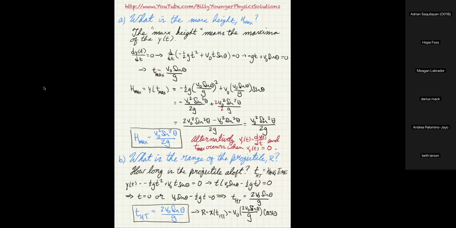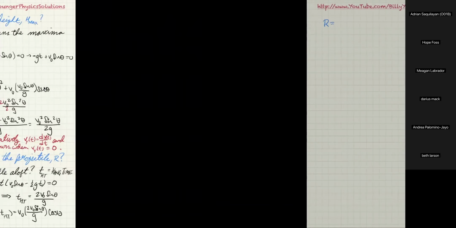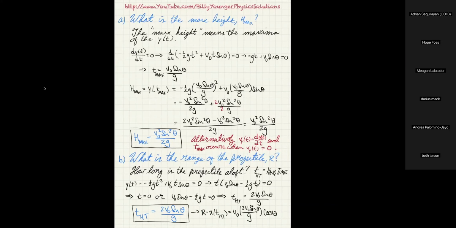So what I can now say is that R is equal to, remember I said 2 times sine theta times cosine theta is equal to the sine of 2 times theta. That's what I'm using here. So I'm going to have v0 squared sine 2 theta over g. And that should give us a distance in meters as well, as it does.